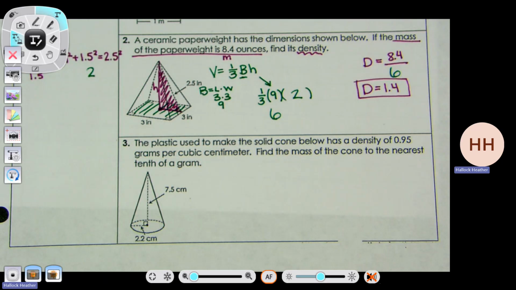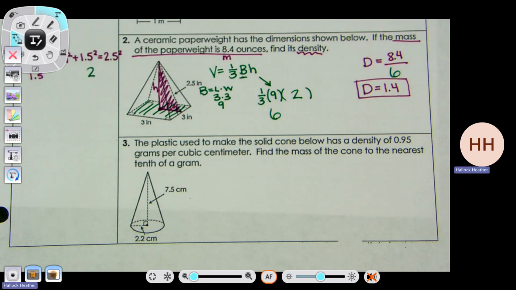No, so 2.2 is the radius. The whole thing would be 4.4, but there's no point in doubling it and then cutting it in half. So you're using 2.2. So we don't do anything when we get there. So like that's going to be r squared.